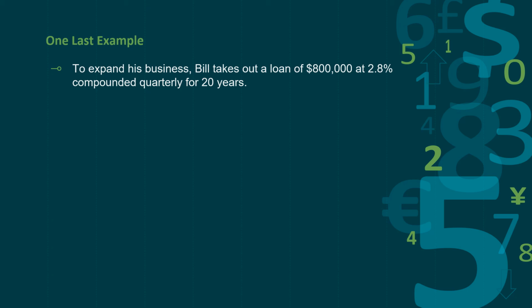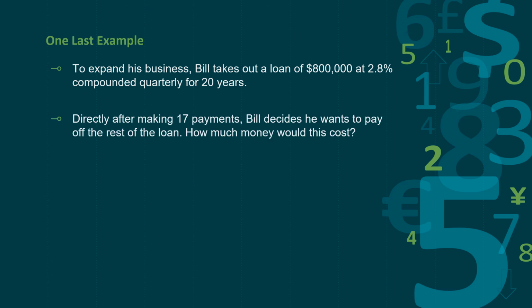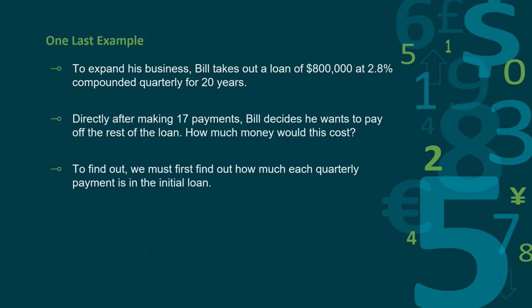Bill takes out a loan of $800,000. It's going to be at 2.8%, compounded quarterly for 20 years. Directly after making the 17th payment, he decides he's going to pay off the loan, like the moment afterwards, so we're not worried about interest accruing over the time between him making the last payment. How much would that cost, assuming that he's allowed to?